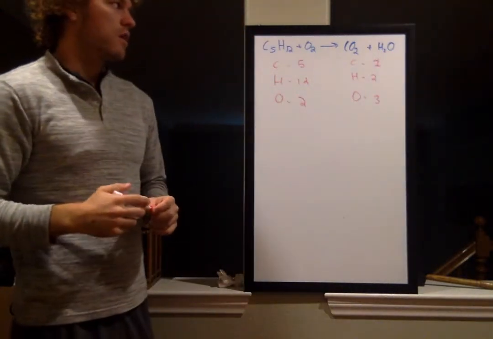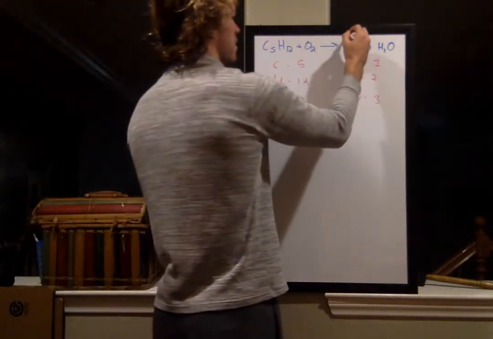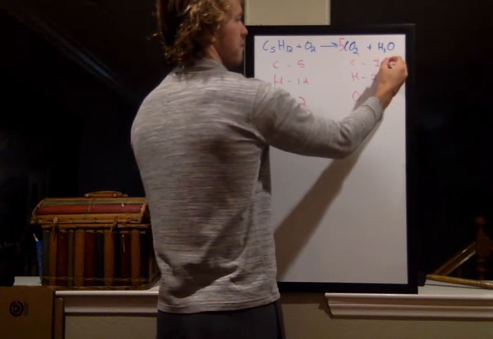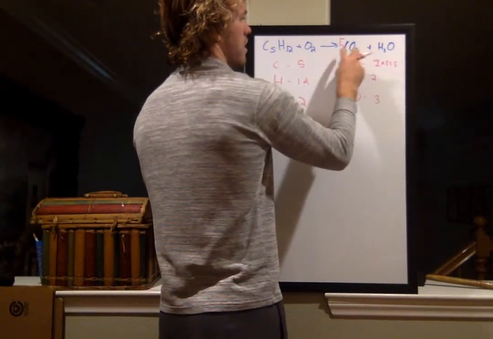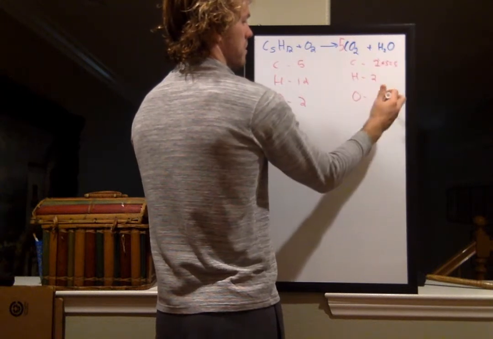Let's start off with balancing the carbons. We're going to put a 5 here. In this way, carbons are now 1 times 5 equals 5. Oxygens will now be 10, 11. So that's now going to be 11.